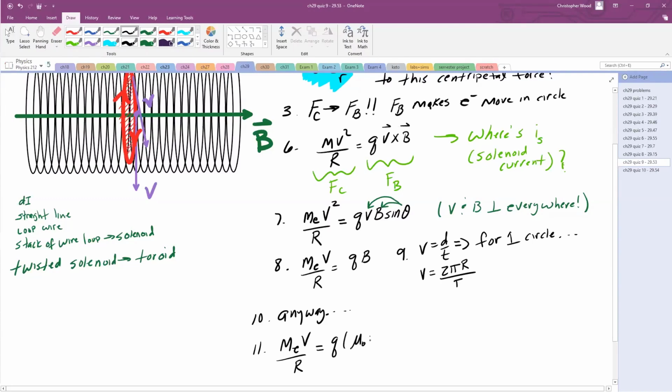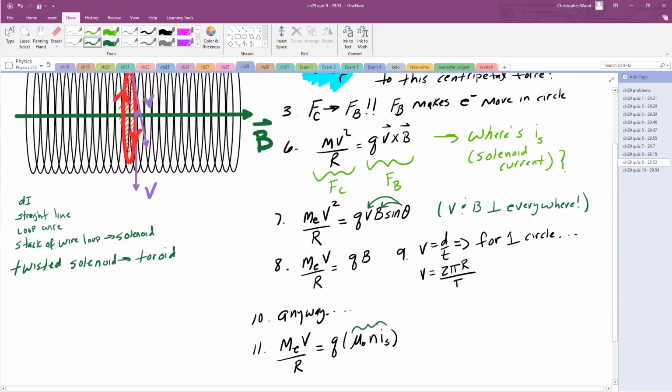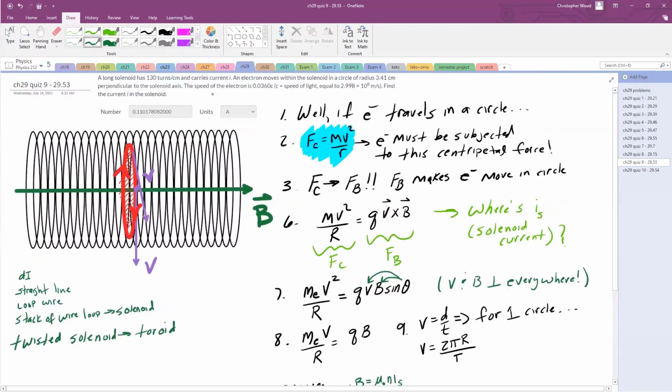Mu naught N I of solenoid. And there's the dollar sign, because this was derived using Ampere's law, and you should hopefully have a very good appreciation for that. Right here, this is from Ampere's law. Ampere's law was used to say the magnetic field going through the interior portion of a solenoid is mu naught, the permeability of free space, times the turn density times the current going through the solenoid's wires. So I think then that's the dollar sign. Let's see, do we know everything here?